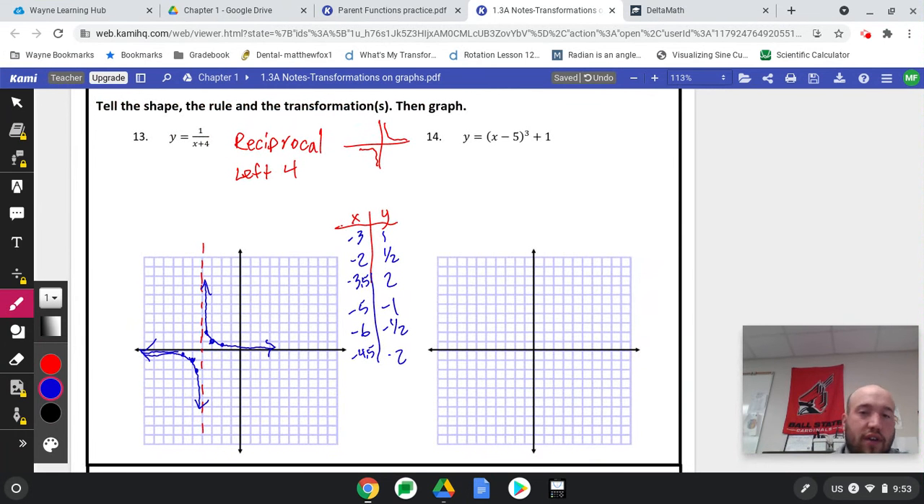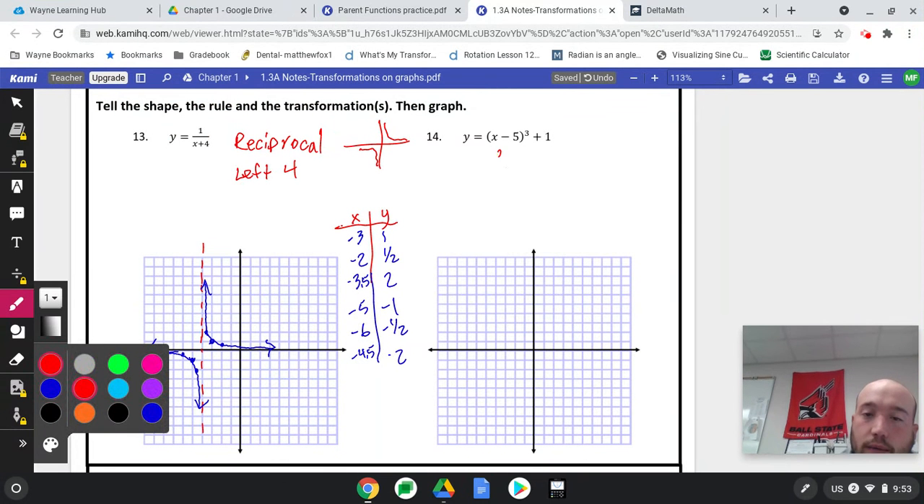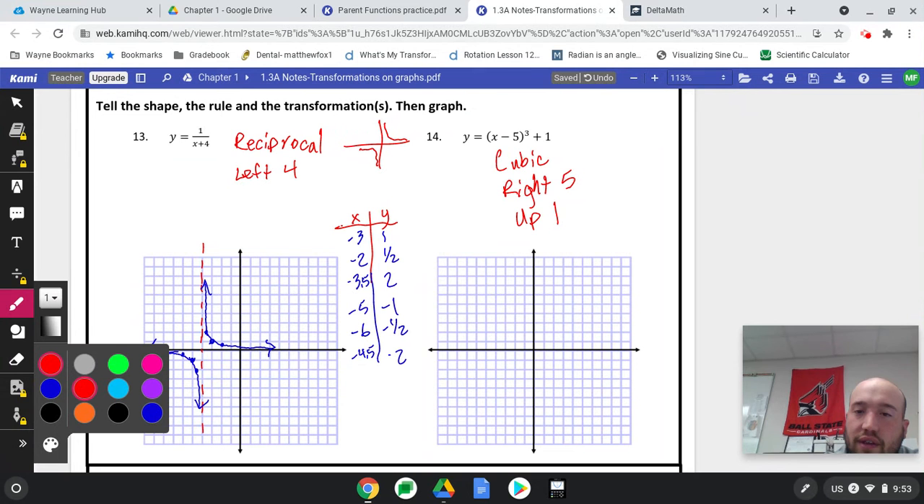All right, the final one, hopefully you can see this is a cubic. It's going to go right 5, up 1. So if we think about this, the normal one was something like this. So that's just going to get shifted over. Normally we start at 0, 0. Instead, right 5, so 5, up 1.